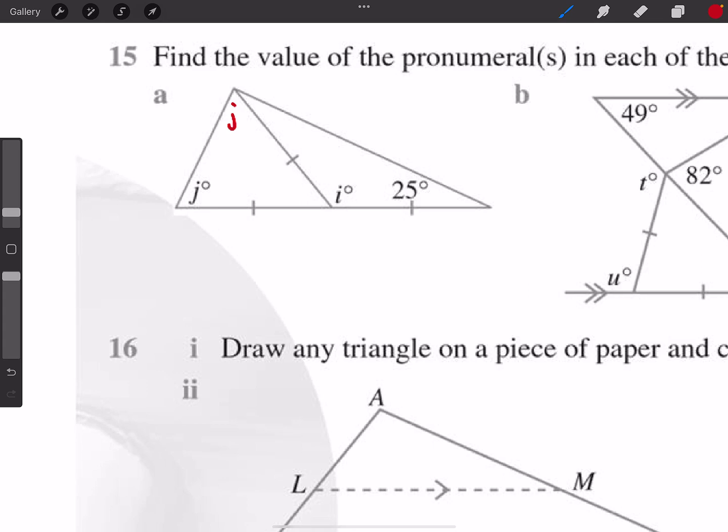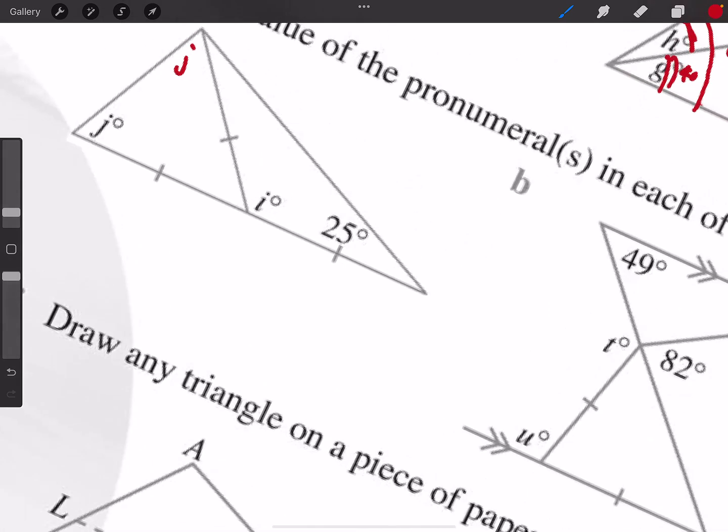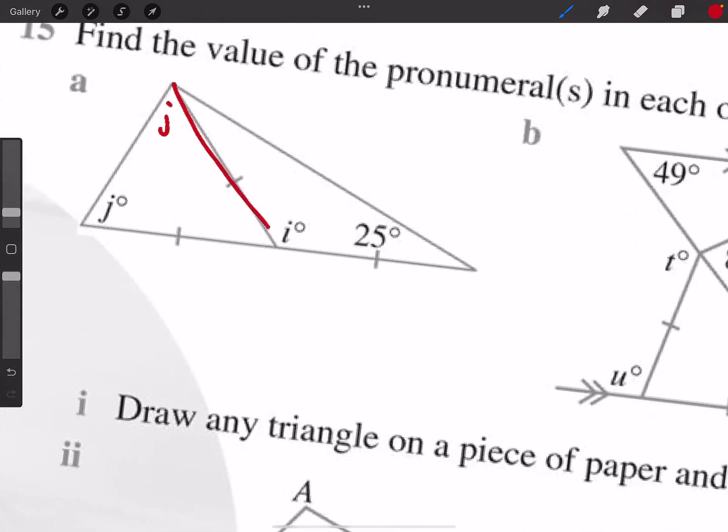Yes, so 25. Oh, actually, let's look at this triangle here. You can tell it's another isosceles triangle, right? Because these two sides are the same, which means that this must also be 25. So 25 plus 25 is 50. 180 minus 50, this must be 130 degrees.